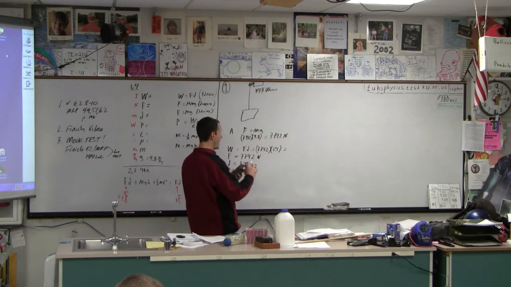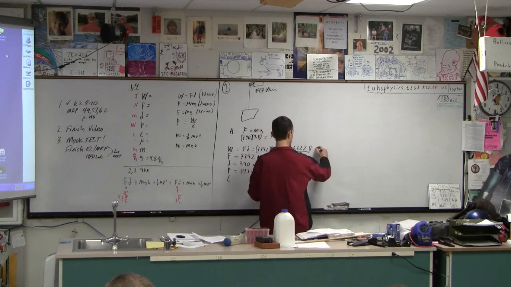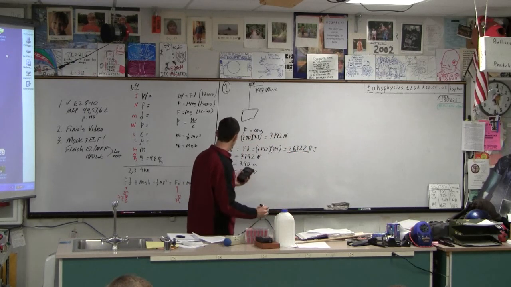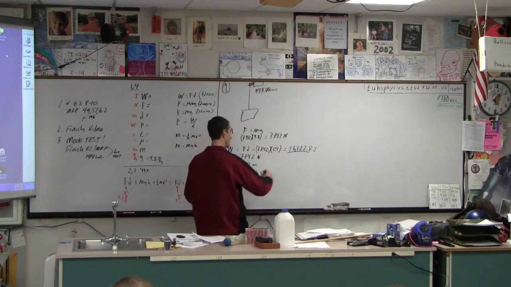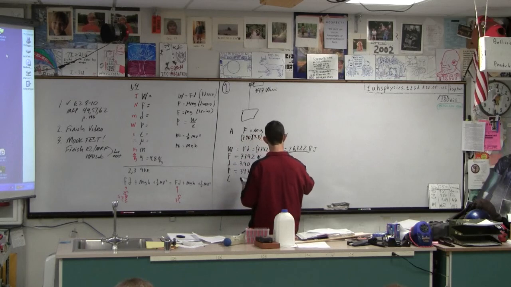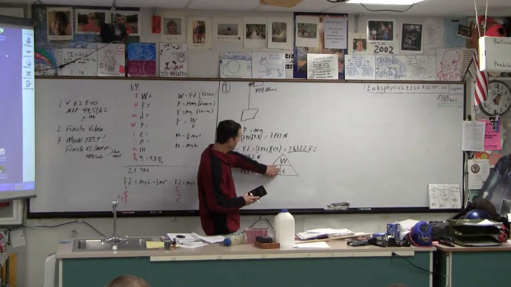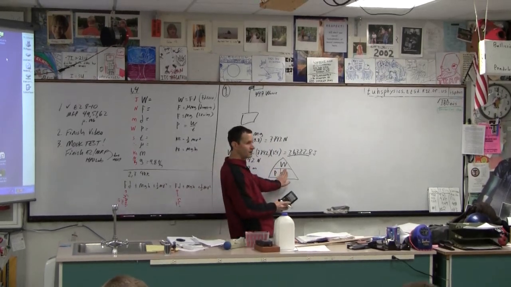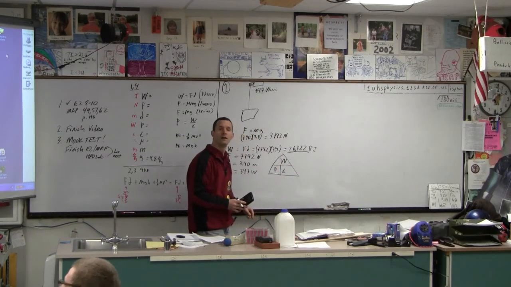So the work is 26322. That's the work in joules, right? So I'm just using force times distance. And then power is work divided by time, right? And we want to know the time, is that right? So that's going to be work divided by power.